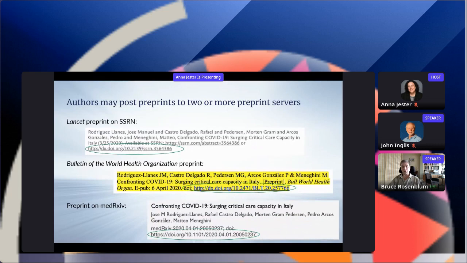As I mentioned earlier, authors can post preprints on 2 or more preprint servers. Here's an example of one that appeared very rapidly across 2 weeks on 3 different servers. My instinct, and I don't have data to back this, is it originally appeared on Lancet preprints on SSRN because the article was submitted to the Lancet. And then when they didn't accept it, it then ended up on both the WHO preprint site as well as on medRxiv in an effort to continue to cascade the paper.